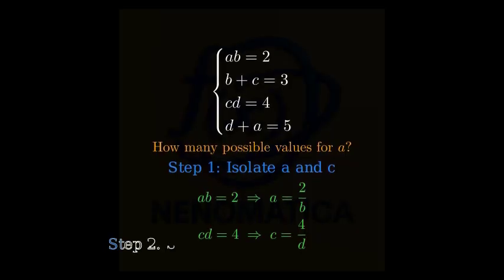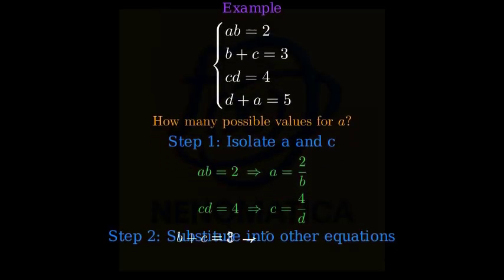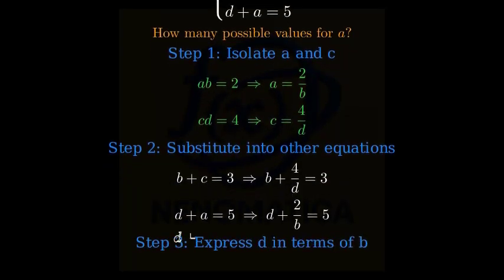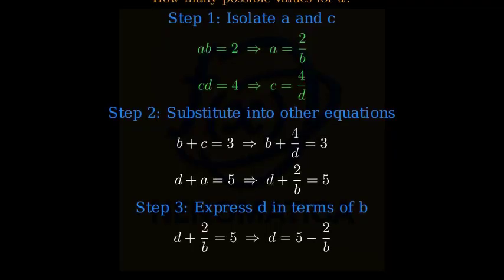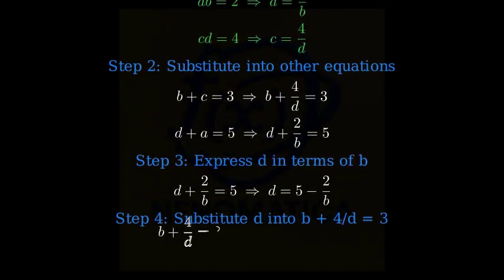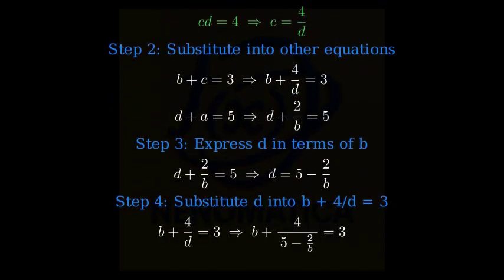Step 2. Substitute these into the second and fourth equations. That gives b plus 4 over d equals 3, and d plus 2 over b equals 5. Step 3. From d plus 2 over b equals 5, isolate d. That is, d equals 5 minus 2 over b. Step 4. Plug this expression for d into the equation b plus 4 over d equals 3.